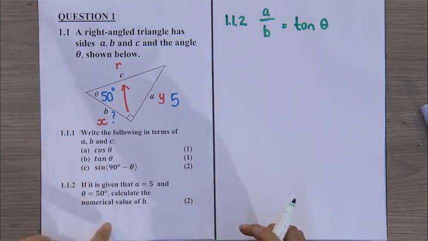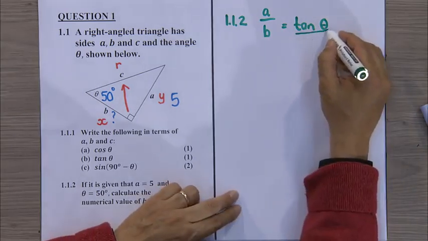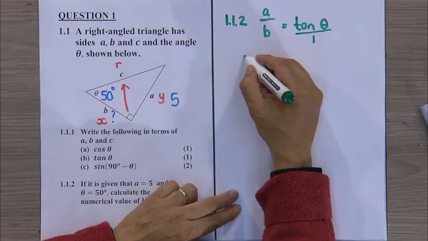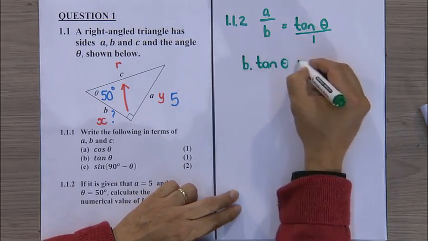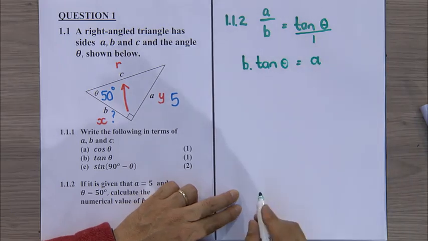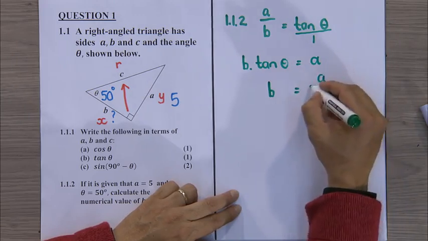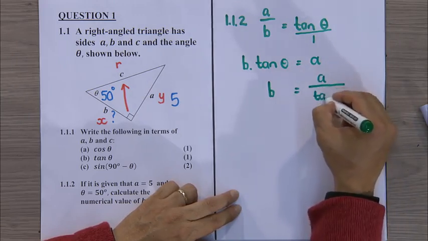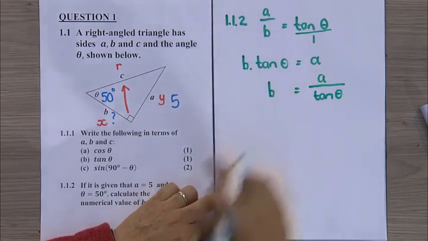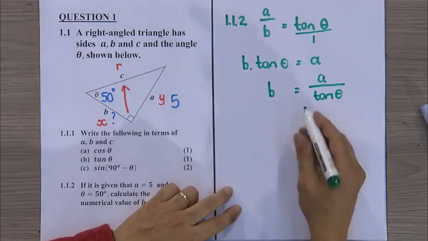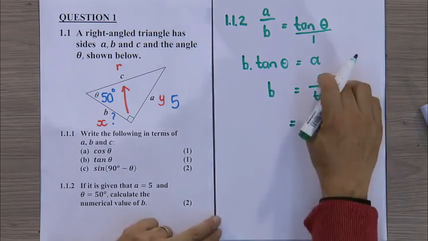But remember, they ask us for B. So we can make B the subject of the formula. So if you put that over 1, we cross multiply. We will have B tan theta is equal to A. And if I want B, I'm going to say B is equal to A divided by tan theta. Right? An equation, we have to balance the equations. And I'm going to come to sums like that. Now it is just calculator, or should I say, put in the numerical values.